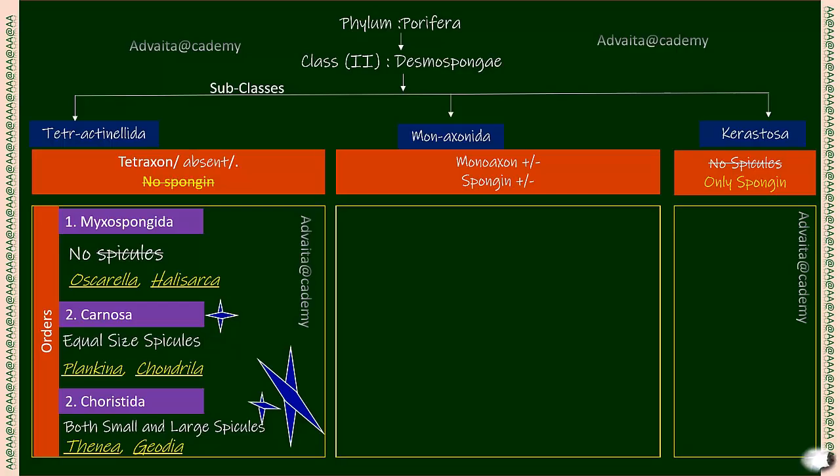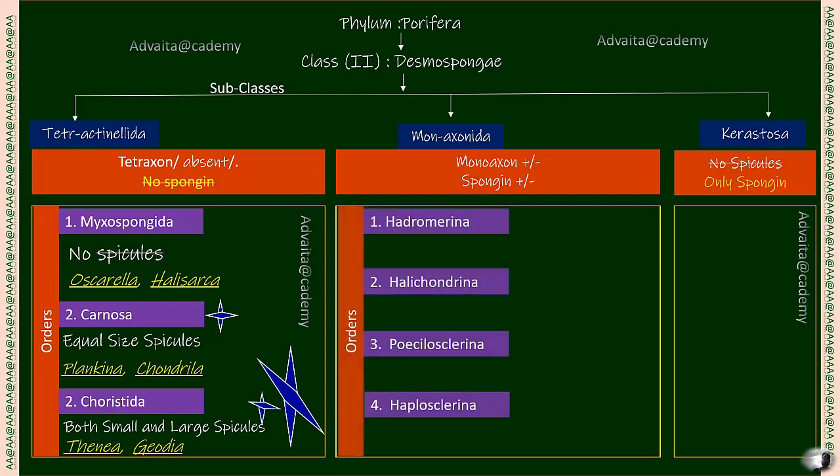Now, come to the Monaxonida. In Monaxonida, there are 4 orders. The first order is called Hadromerida. Second is Halichondrida.